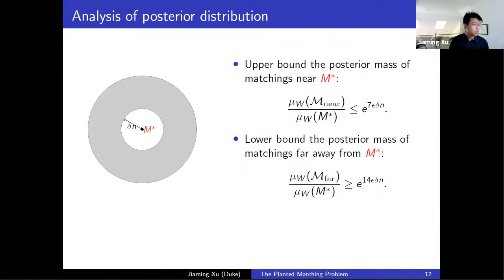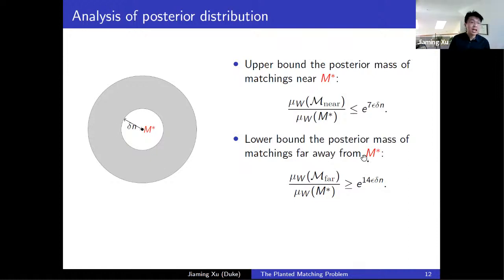Okay. So now if you have these two results, this immediately implies that the posterior mass in the gray region is actually exponentially larger than the posterior mass in the white region, right? You have much more posterior mass in the gray region. So that's why if you sample from the posterior distribution, very likely the sample will land in this gray region, and in particular differ from M star by at least delta n edges. Okay, and then how large the delta you can take in these two bounds actually determines what reconstruction error lower bound you can have in the end.